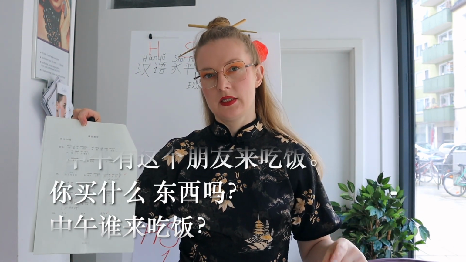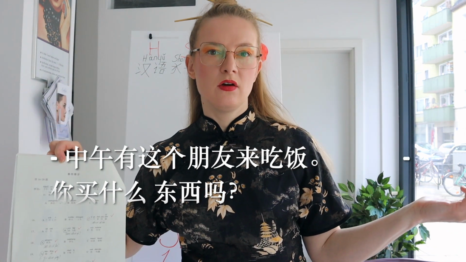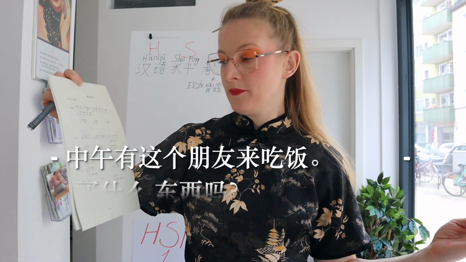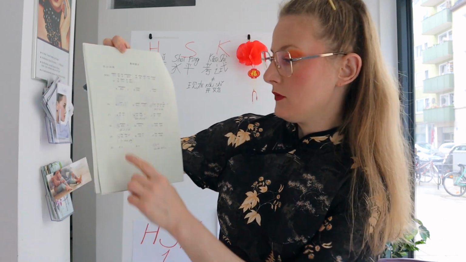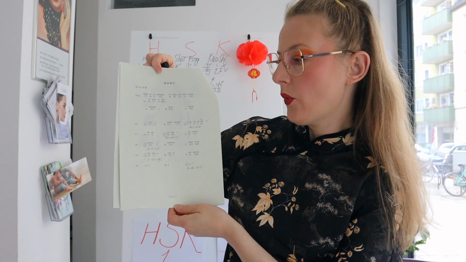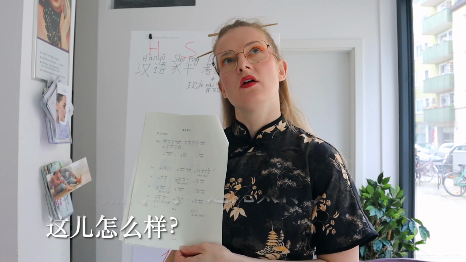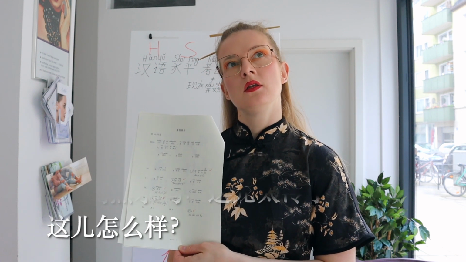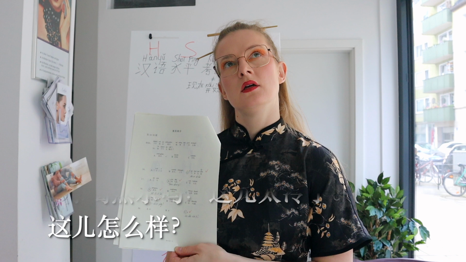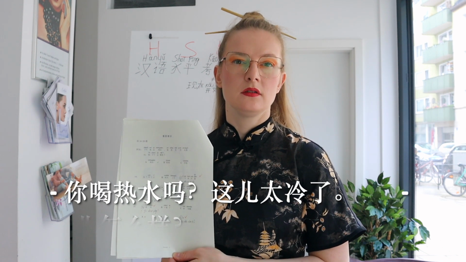Okay, 朋友. So I think somebody is having lunch at noon with a friend. All you need to understand is 朋友 and 谁, who, with. 19. 你喝热水吗？这儿太冷了。这儿怎么样？这儿. 太冷. What is jar? What's jar?